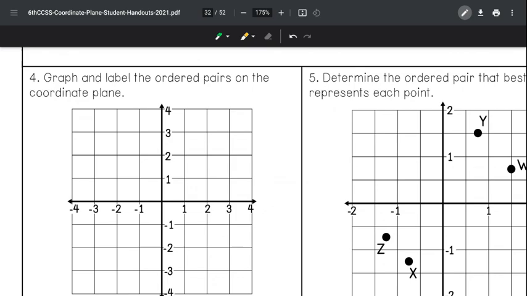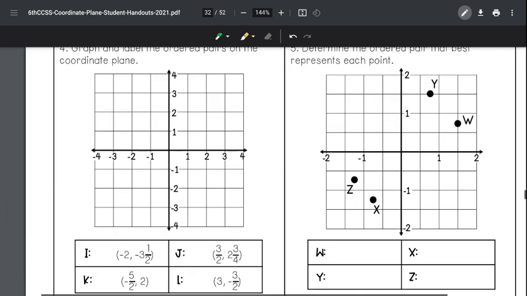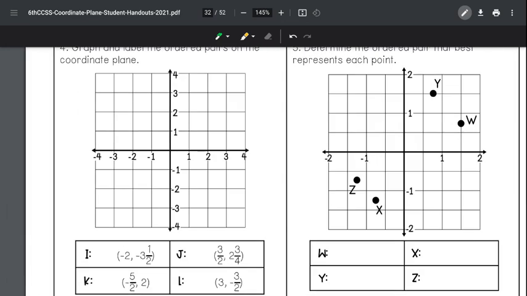Number 4, graph and label the ordered pairs on the coordinate plane. Okay, I gotta zoom out. All right, letter I, -2, -3.5. We can see that our scale is going up by 1s. Okay, every block is a 1. So halfway would be our 0.5s. So -2 to the left and -3.5 down. So -3 and then halfway further, that's going to be letter I.